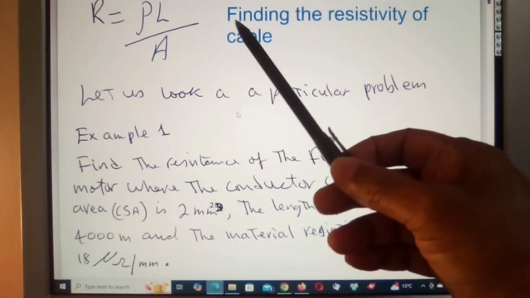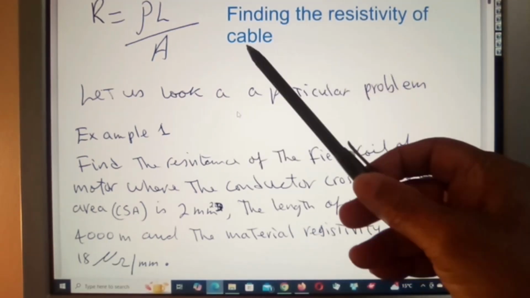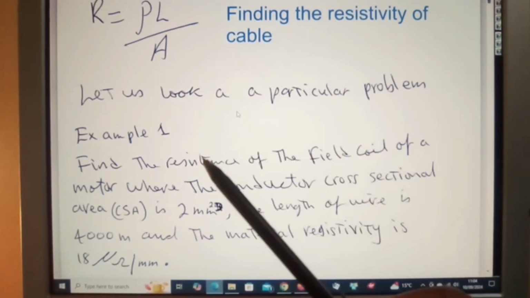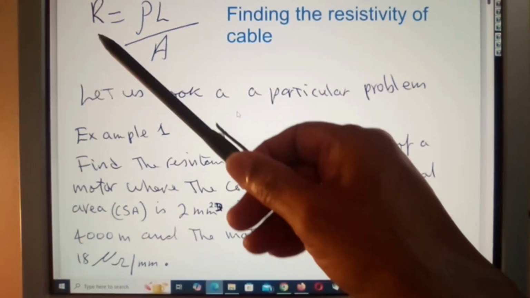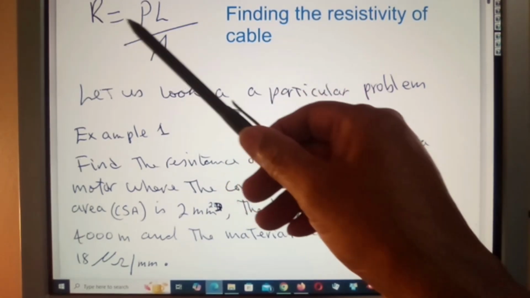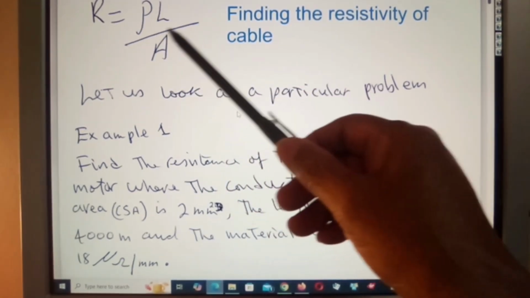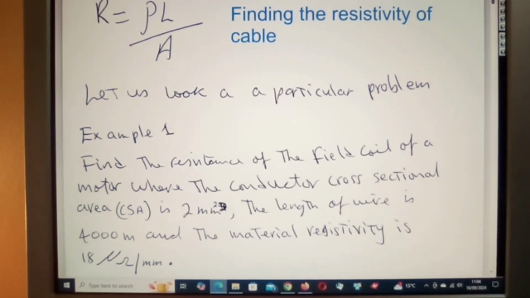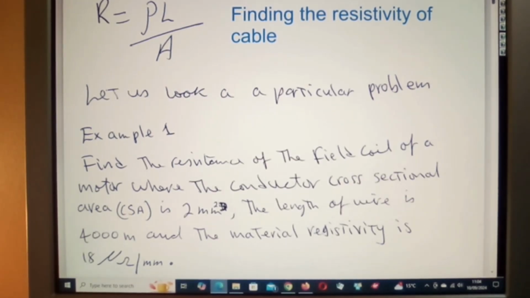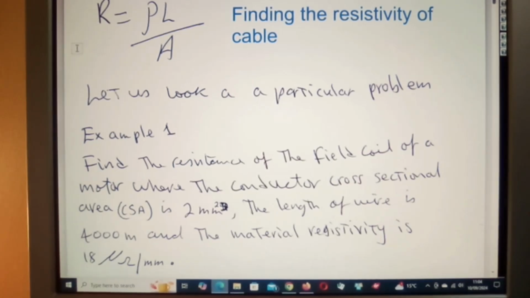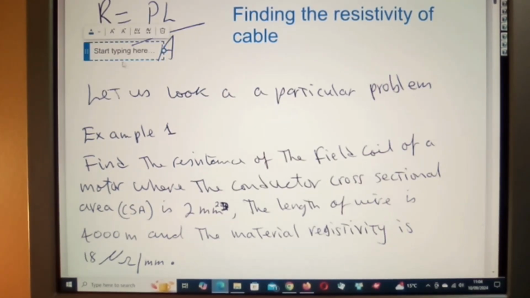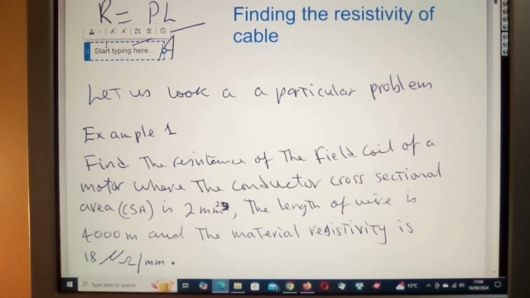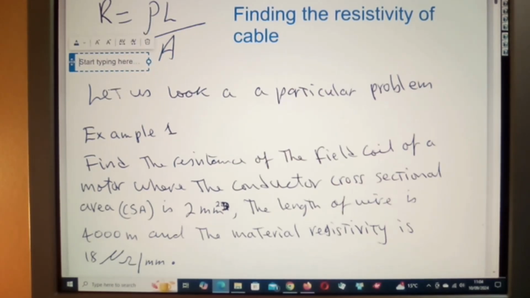What I want to do is look at finding the resistivity of cable, and to find the resistivity of cable we have to use the formula R equals rho L over A. Rho, RHO. Let me just put that there, let me give that as a text there. I'll put that in as a text. Let me just move that down a bit.